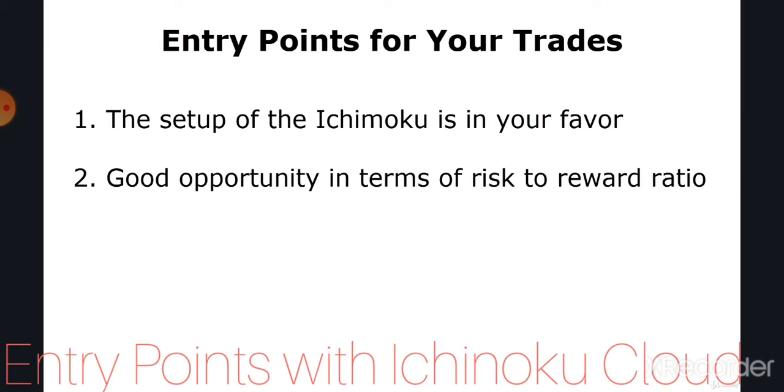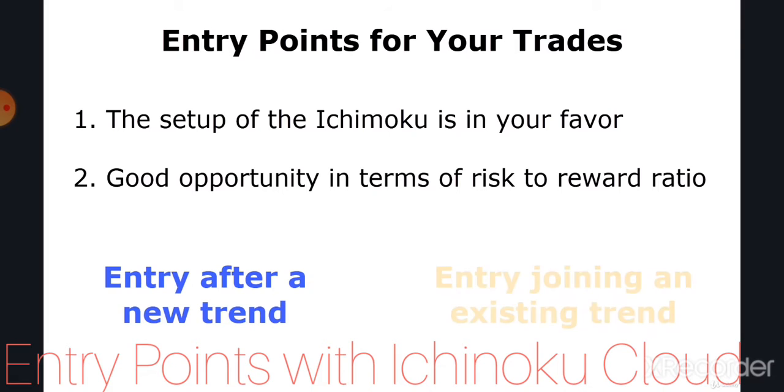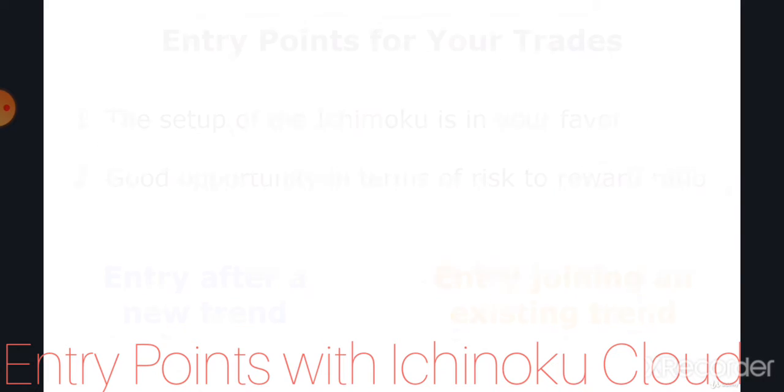Of course, you don't really want to analyze any single candlestick to see if the setup gives you the opportunity to open a trade or not. So I want to distinguish two kinds of entries: entry after a new trend and entry joining an existing trend. A trade on a new trend is an opportunity that you usually have when the price breaks through the Ichimoku cloud. We have already seen some examples in other lectures, but I want to show you other examples here.